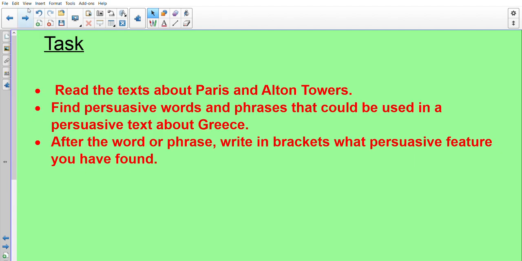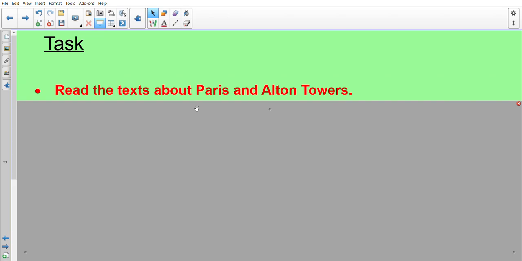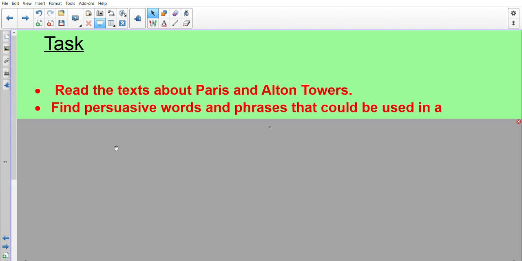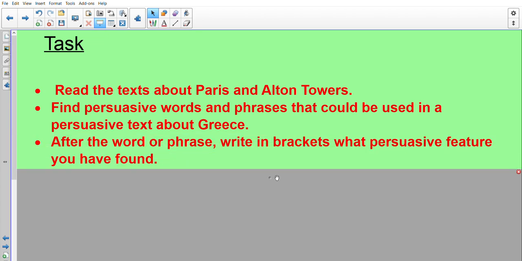Okay, so let's have a look at your task today. First you need to read the text about Paris and Alton Towers. In a moment I'll show you a text about Paris and then another one about Alton Towers, which is a theme park in England. Then you need to find the persuasive words and phrases that could be used in a persuasive text about visiting Greece.